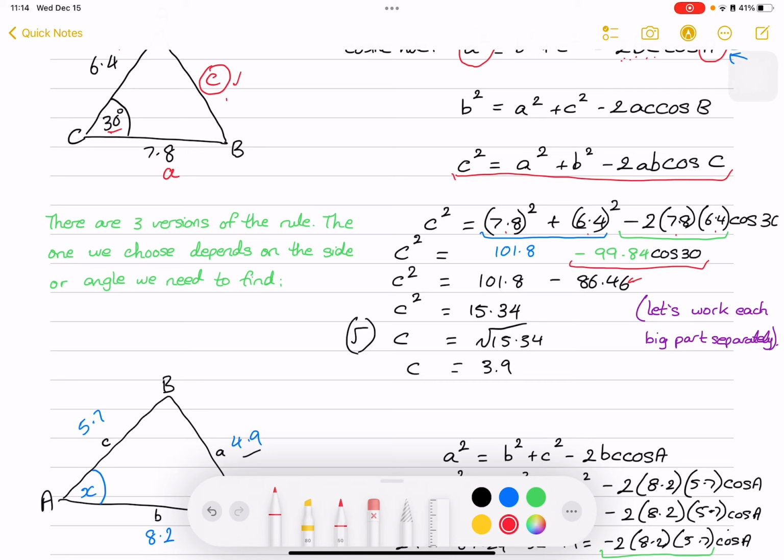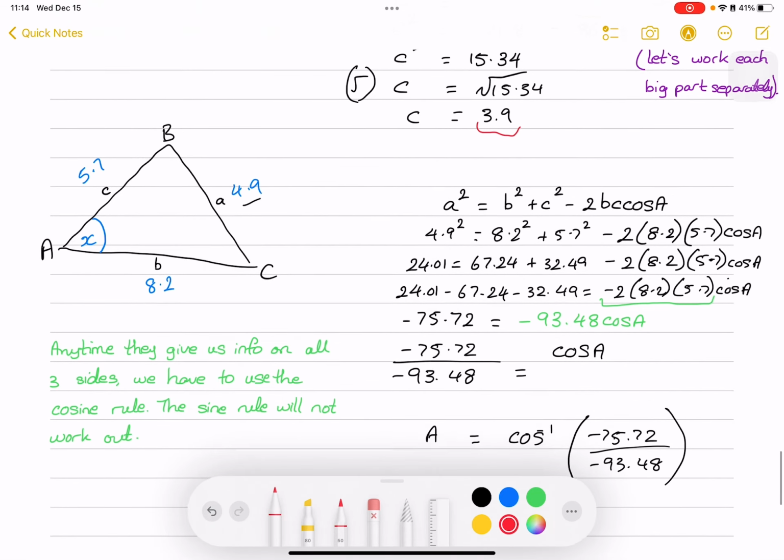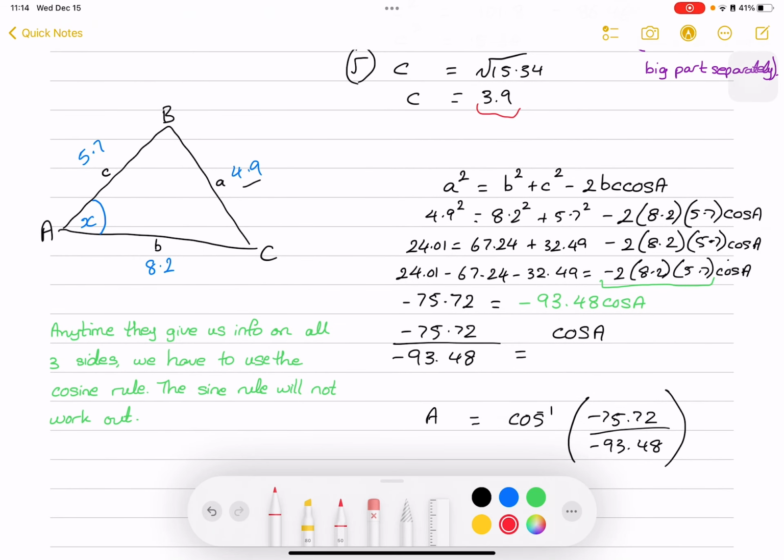And finally, remember, that's equal to c squared. So to find c, all we do is take the square root of 15.54 and I end up with 3.9. Okay, so that's how we find that side. Now let's take a look at another scenario using the cosine rule where we have to find the angle.